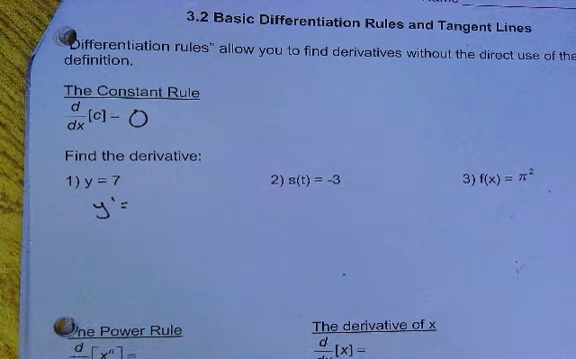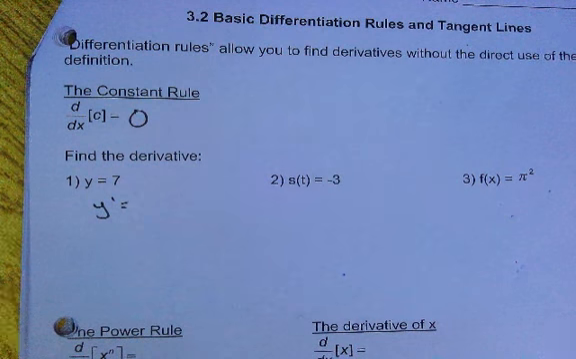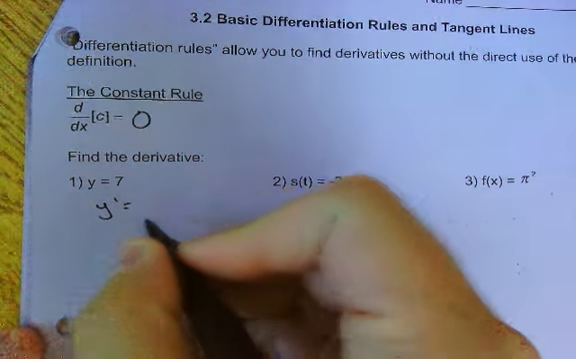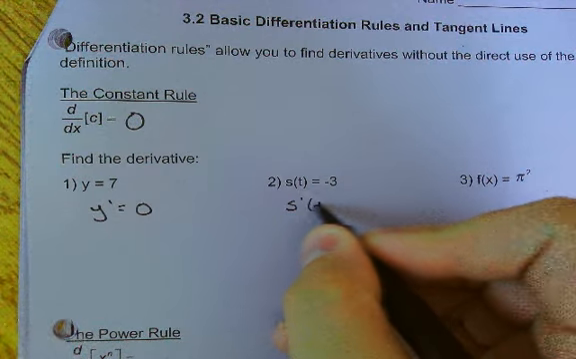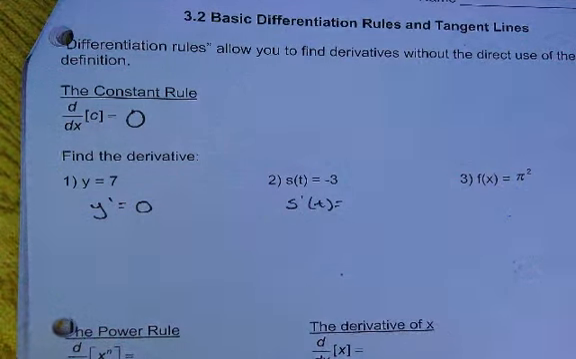So, what's the derivative of 7? These first 3 questions are the easiest questions you get in your entire calculus career. 0. Number 2. What's the derivative of negative 3? 0.